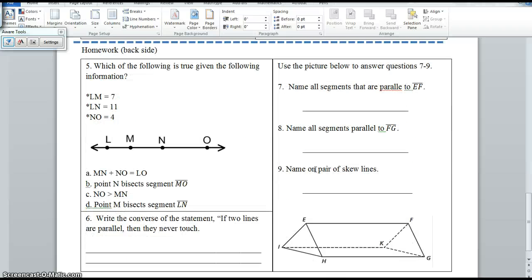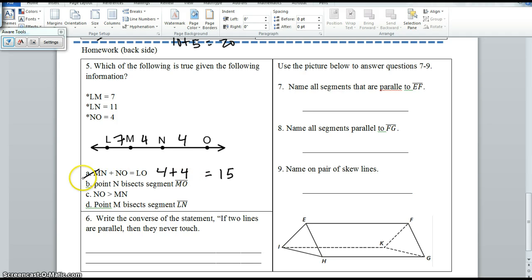Okay. Number 5, which of the following is true given the following information? Well, L to M is 7. L to N is 11. So that makes this 4. And N to O is 4. They're asking me M to N, which is 4, plus N to O, which is 4. Does that give me L to O, which is 11 plus 4 is 15?